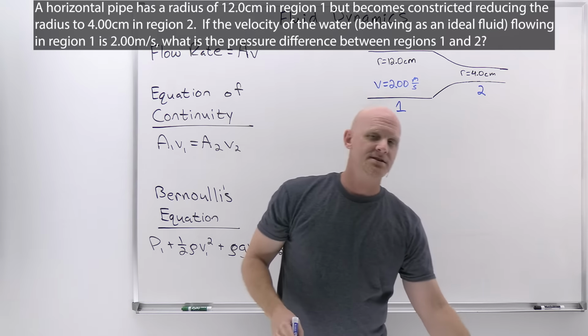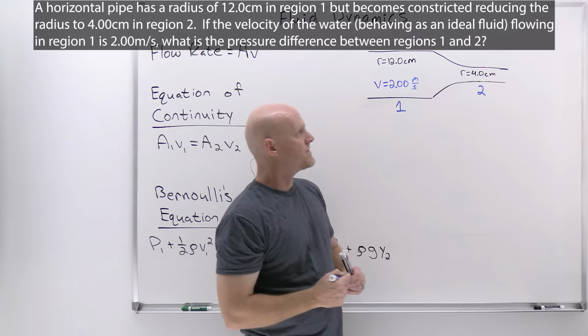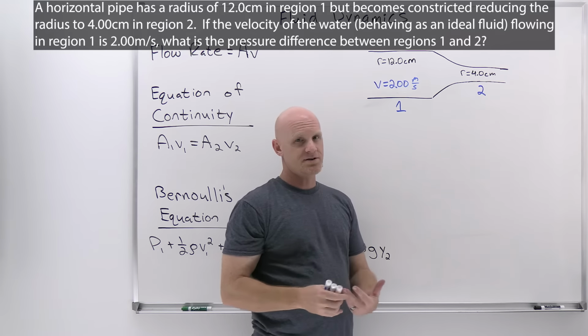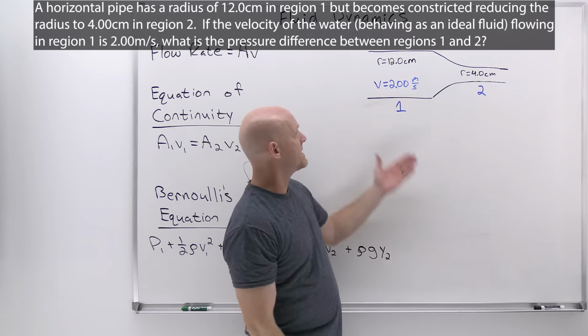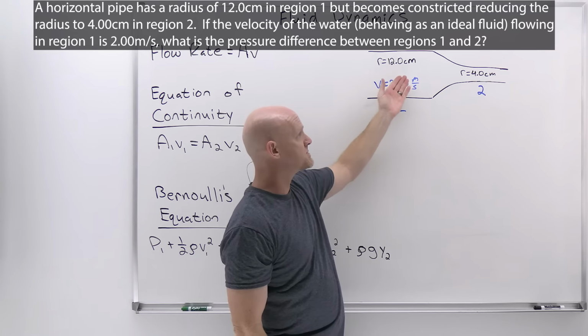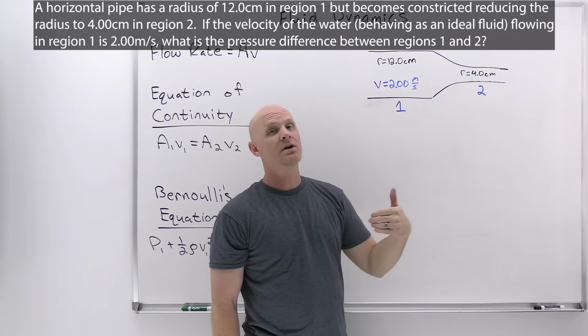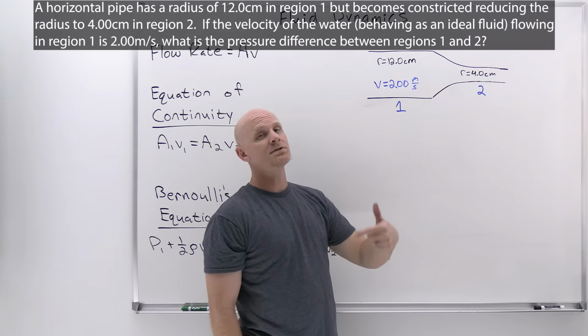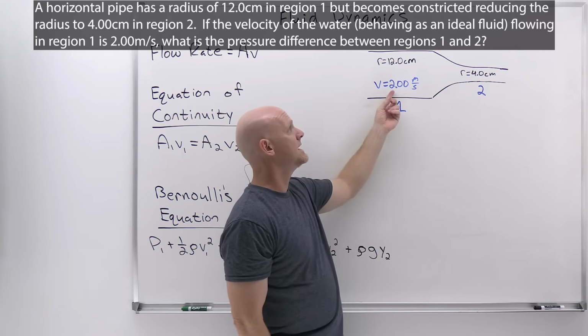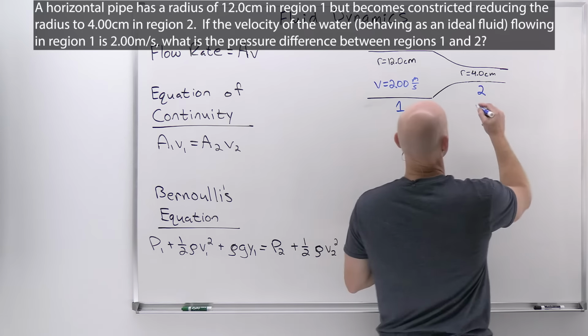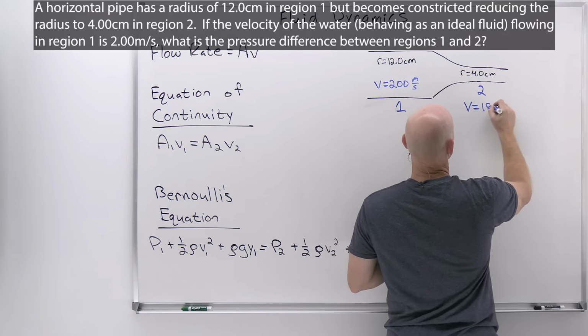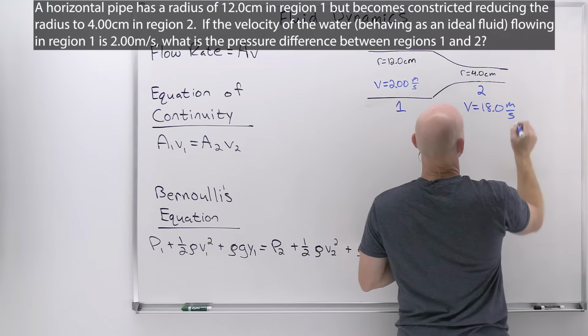Now, one of the things that makes this a little bit easier is that we've already done half of this problem for ourselves in the last question. We found out that, oh yeah, if the velocity over here is 2 meters per second, over here the radius goes down by a factor of 3, which means the area goes down by a factor of 9, which means the velocity goes up by a factor of 9. And 9 times faster than 2 meters per second is a velocity of 18 meters per second.